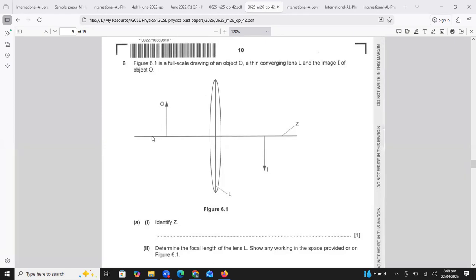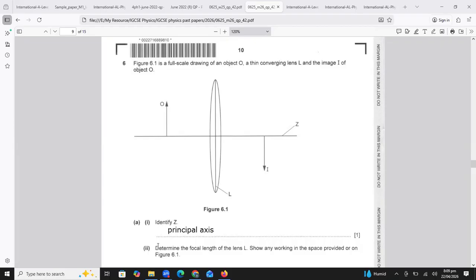Okay, students, line Z is basically the principal axis. Principal axis is the line which is passing through the optical center. This line is an imaginary line which we use to draw the ray diagram, like object and image. Exactly, Abdul Rafi. So I'm writing here, principal axis is the line which is passing through the optical center of the lens, and this diagram is used to observe the object and image.